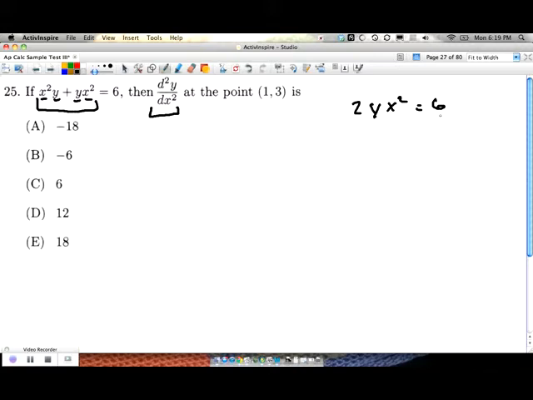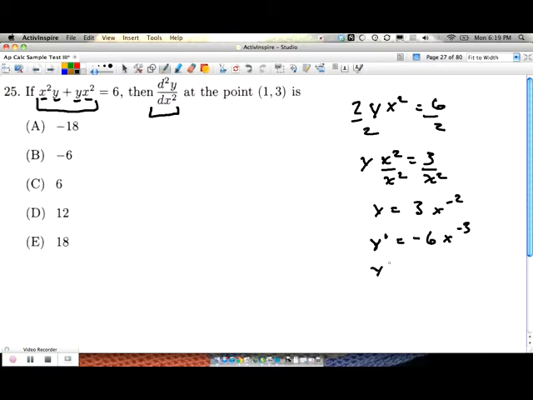Well, I can divide both sides by 2. Then I have yx squared equals 3. And I divide both sides by x squared. That means that y equals 3 times x to the negative 2. That tells me that y prime is going to be negative 6 times x to the negative 3. Y double prime is going to be equal to 18x to the negative 4.